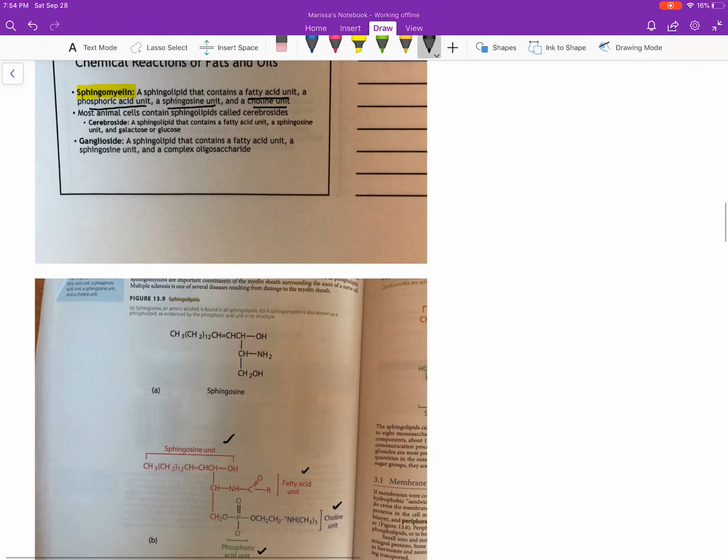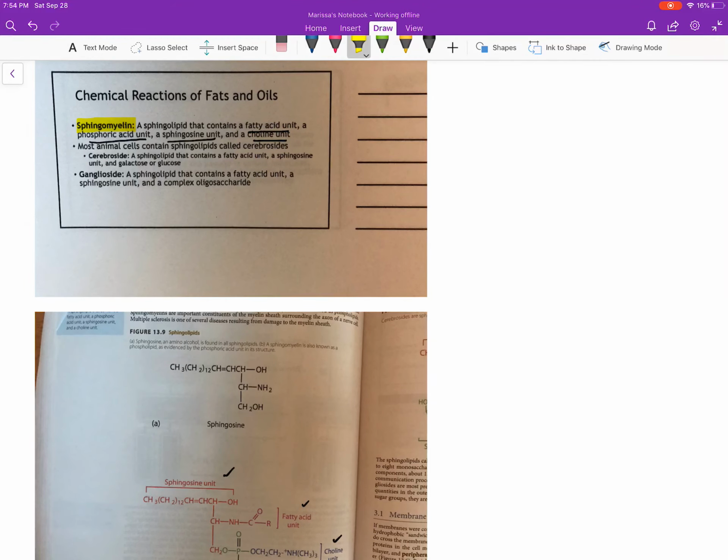So most animal cells are going to contain sphingolipids, specifically called cerebrosides. And this is a specific type of sphingolipid that contains the fatty acid unit, the sphingosine unit, and a galactose or a glucose. So remember, this is the one that contains a sugar.